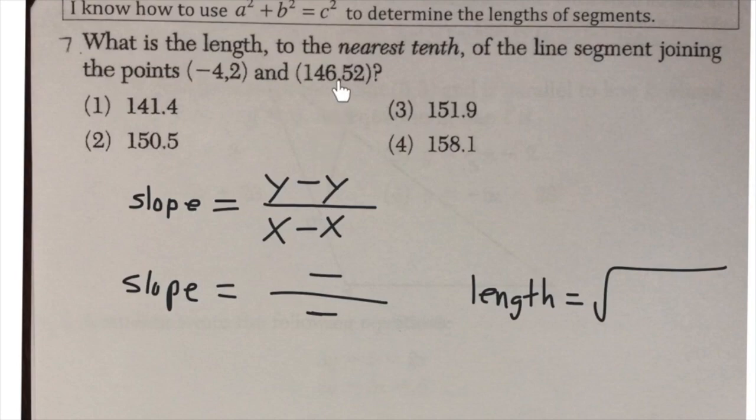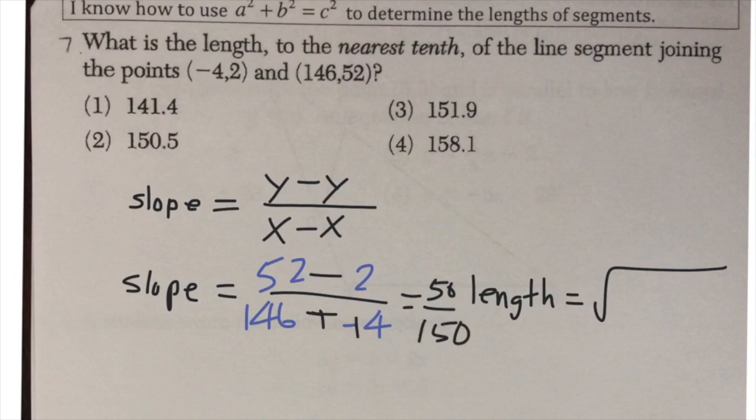So instead of actually figuring out the slope by counting it, we'll figure out the slope by using the slope formula. So the two y's in the question were 52 and 2, and the two x's in the question were 146 and negative 4. So 52 take away 2 is 50, and 146 take away a negative 4 is the same thing as 150. So the slope is 50 over 150.